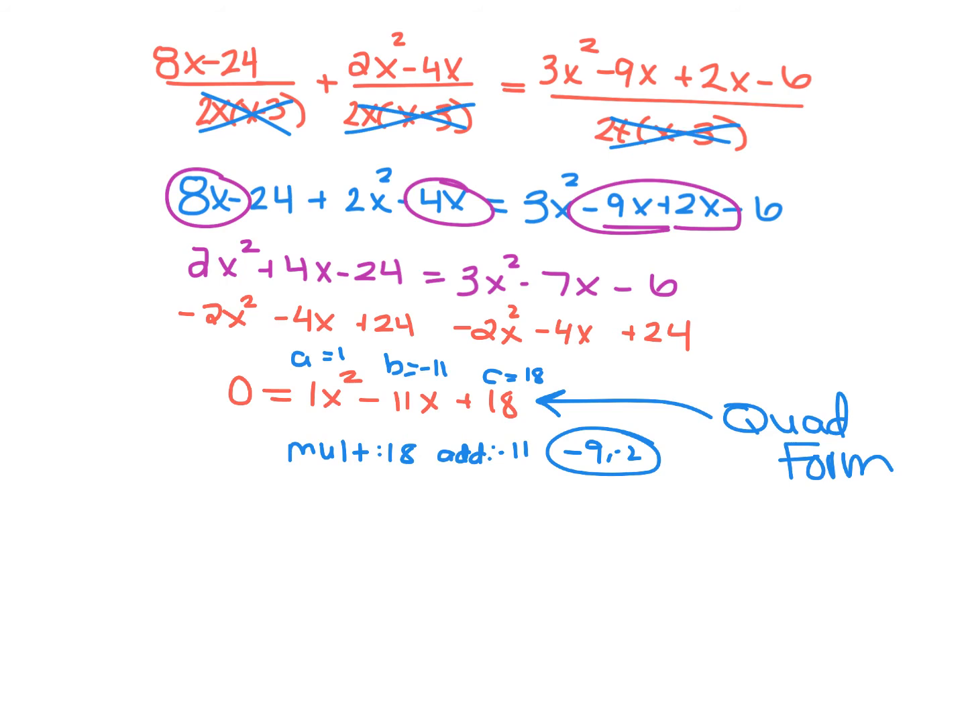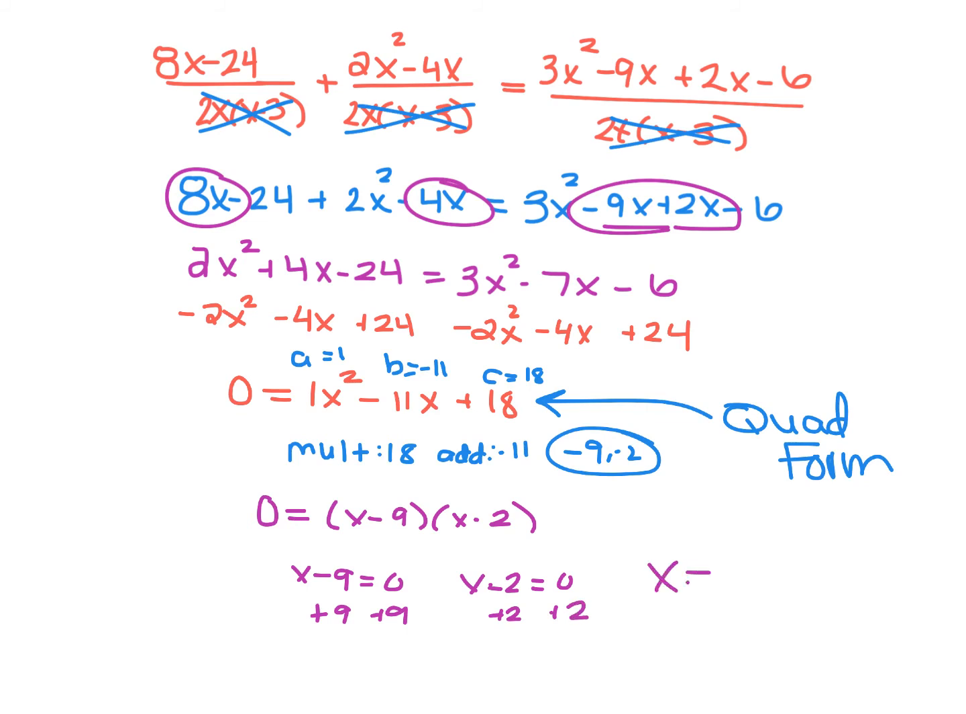So instead of using the quadratic formula here, which again you can use, I'm going to use my factoring strategies and rewrite this as x minus 9 times x minus 2, and then I can just set each little mini equation equal to 0 because of the zero product property and solve. So I find that my two x values that make this equation true are x is equal to 9 and x is equal to 2.